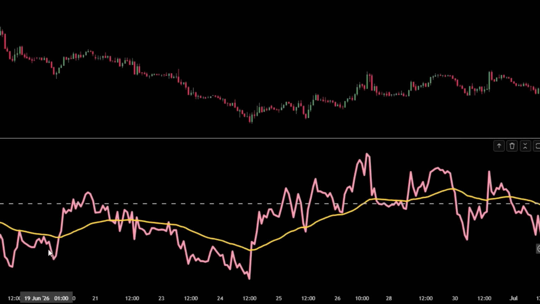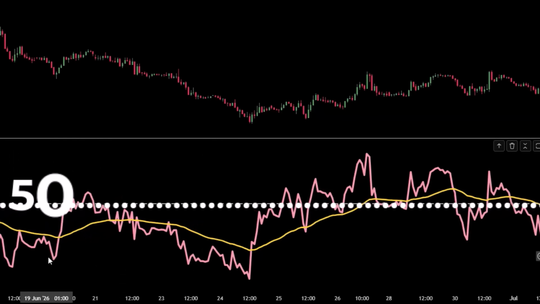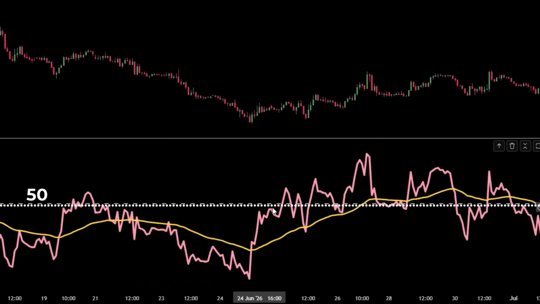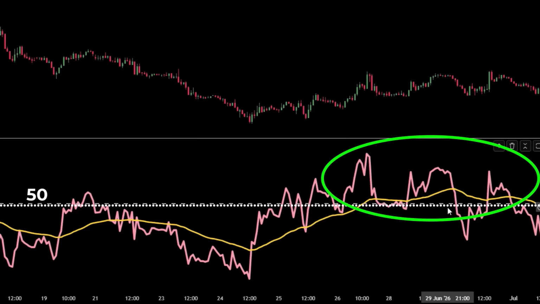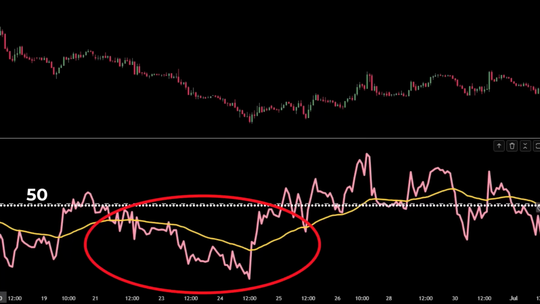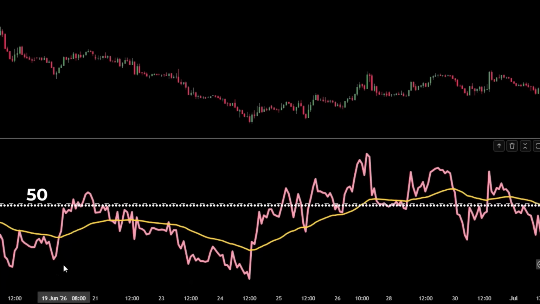Now let's add one more important filter. The 50 level helps us confirm the market direction. If both RSI and EMA are above 50, we only look for buy opportunities. If both are below 50, we only look for sell opportunities. This simple filter removes many weak signals that appear during sideways markets. Now that you know how to read the indicator, let's see exactly when to enter a trade.